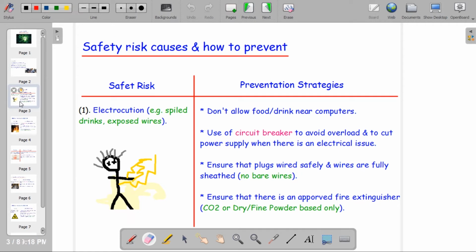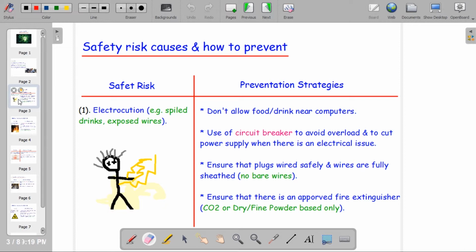Number one, this is all about safety risks and how to prevent them. The first safety risk that we need to discuss is electrocution. Electrocution is basically when you are working using your computer and you get electrocuted by some sort of accident, and there's a variety of reasons for that. One example, as you can see, is spilling drinks or water, or even touching any kind of exposed wires related to the computer. You have the chance of getting electrocuted.